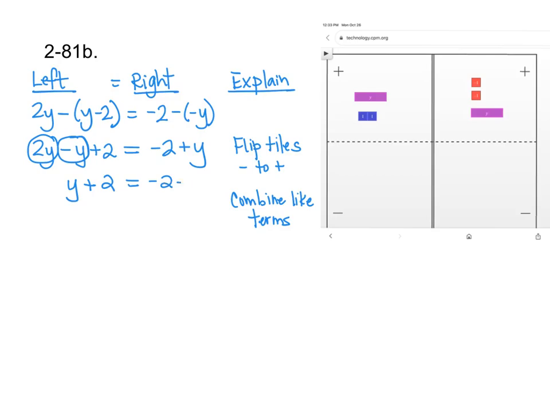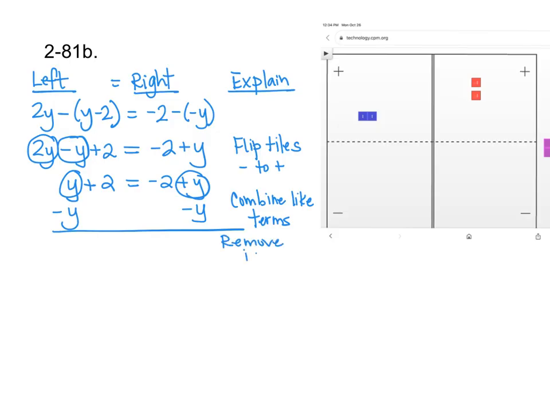Now, when I look at this equation mat, I do see that I have an identical tile, y, on the left and on the right. So remember, 8th graders or middle school algebra students, another legal move is to remove identical tiles from the left and from the right. So now when I simplify my equation, I see I do not have any y's left. And what I am left with is positive 2 is equal to negative 2.